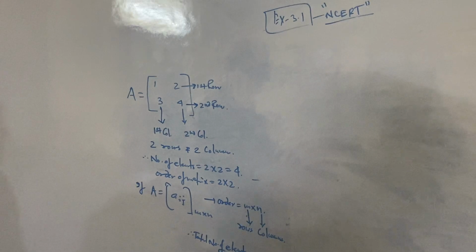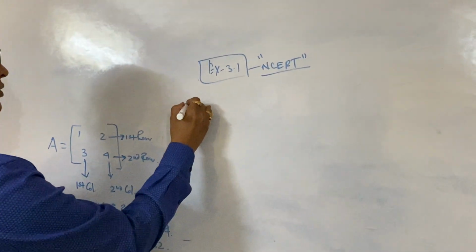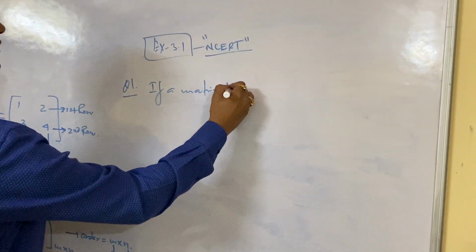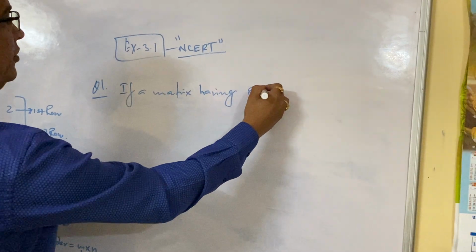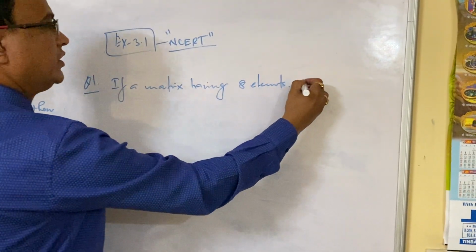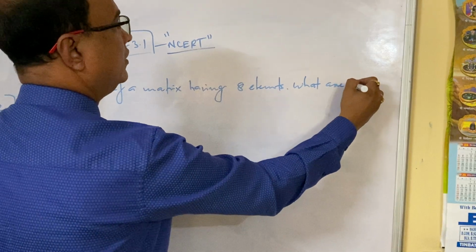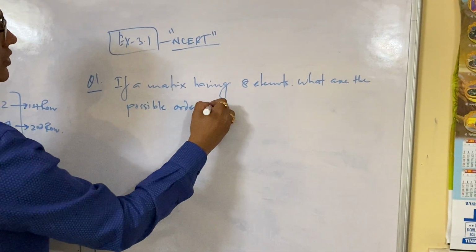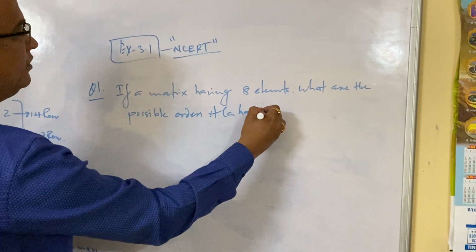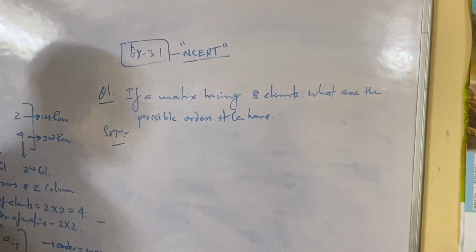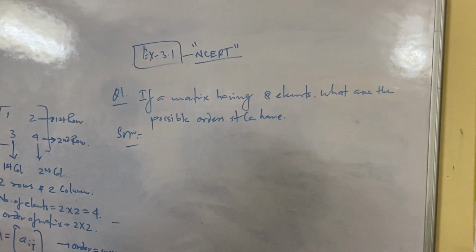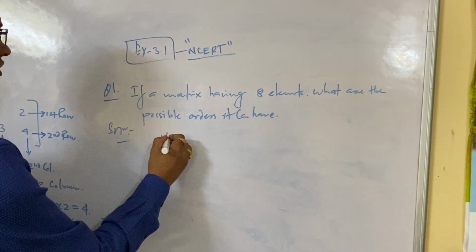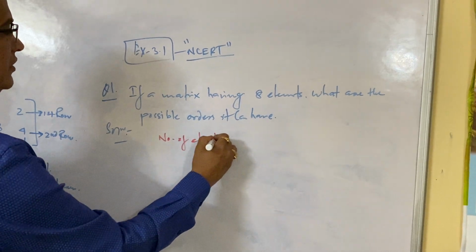So using this information, let us go for a simple question number 1. Suppose a matrix has 8 elements altogether, what are the possible orders it can have? This is one very simple sum from the matrix, and for 1 mark, sometimes it can be asked. So if you see the sum, the number of elements is equal to 8.